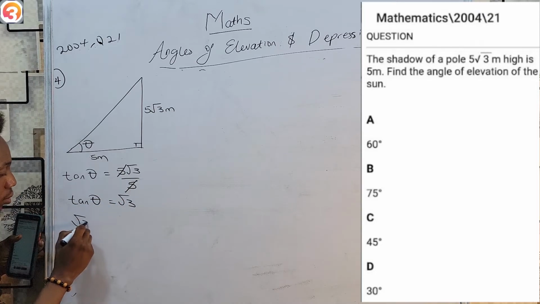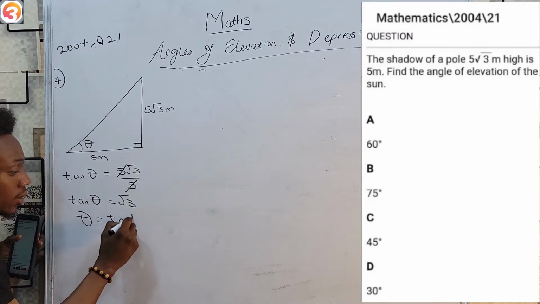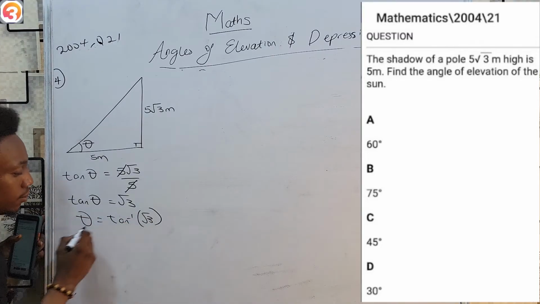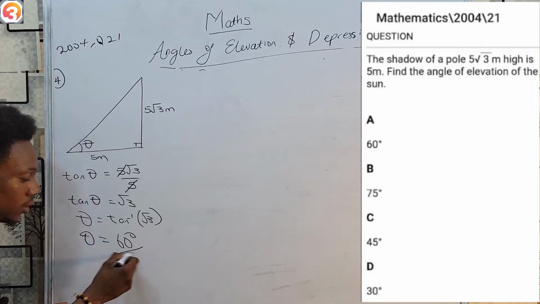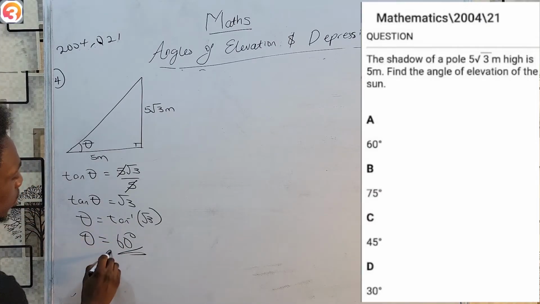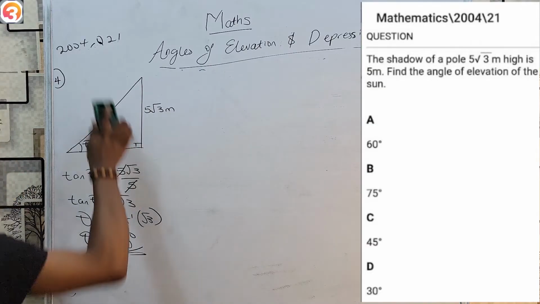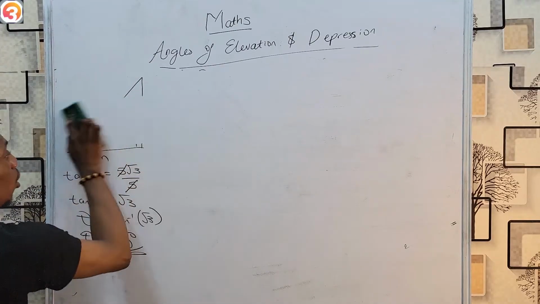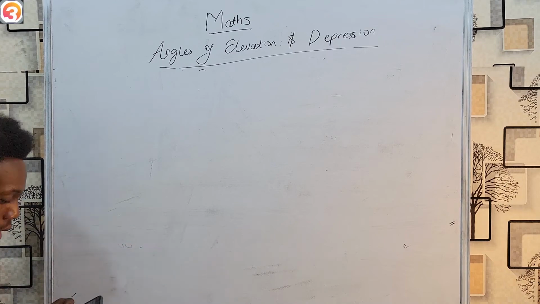And as a result, theta must be the tan inverse of root 3. Now you remember your special angles. Tan of what angle gives you root 3? You should know that that must be 60 degrees, which is option A. So you see, my emphasis remains. These questions are all truly simple. Once you draw the right shape, it simply goes back to SOHCAHTOA, which we should know already.